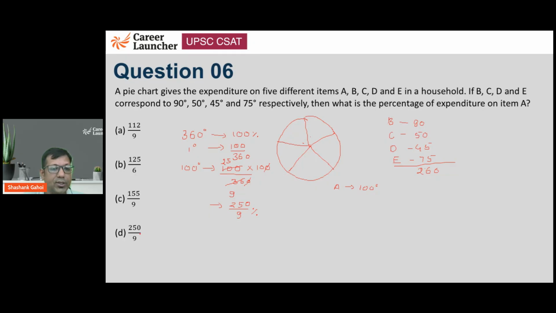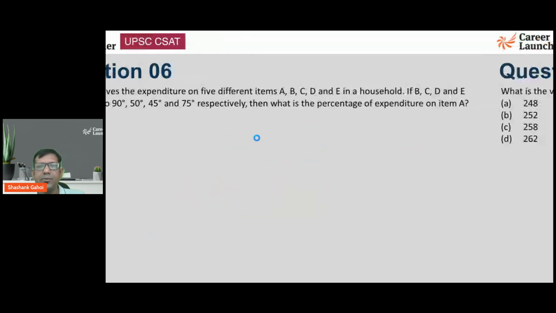एंड दैट्स गोइंग टू बी आवर आंसर। सो आंसर ऑफ दिस क्वेश्चन इज गोइंग टू बी ऑप्शन डी, डायरेक्टली। सो बेसिकली कोई फॉर्मूला जानने की जरूरत नहीं है, सीधे सीधे आप डिग्री टू परसेंटेज कन्वर्ट कर सकते हैं बाई नोइंग दिस दैट 360 डिग्रीज इज इक्विवेलेंट टू 100%। चलिए, let's move on to the next one.